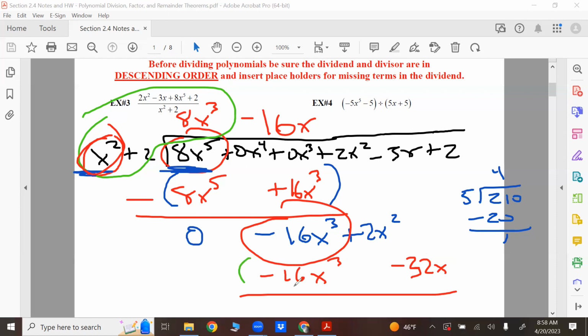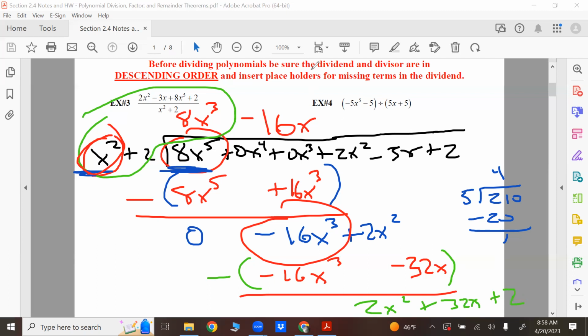I don't understand, how do you get the negative? What's 2 times negative 16? There you go. Yeah, exactly. You have to multiply everything, because this is the entire thing on the outside. You have to multiply everything, whatever you put up here. And then you subtract again. In this case, I get 2x squared plus 32x. I'll bring down the plus 2.